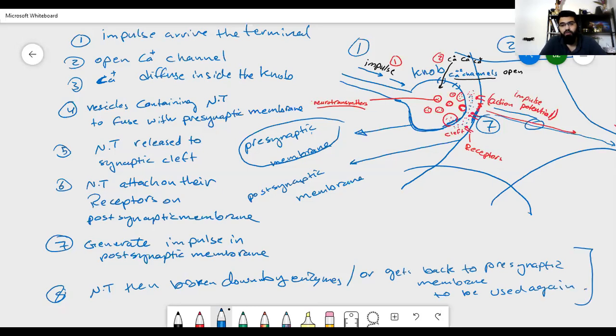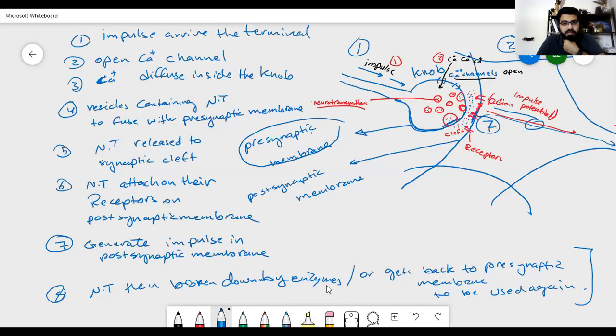Okay, guys, is it clear for all? Yes. This is the synapse, and this is what is happening between the terminals of the neuron and the next neurons.